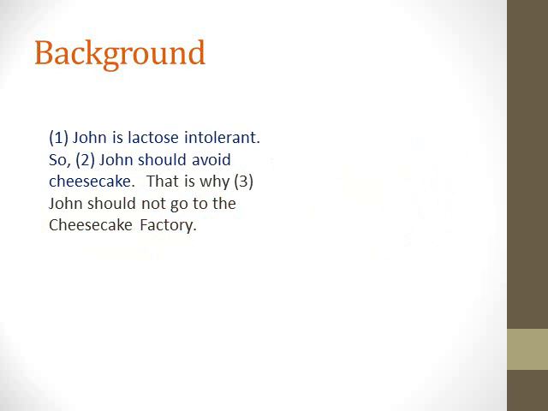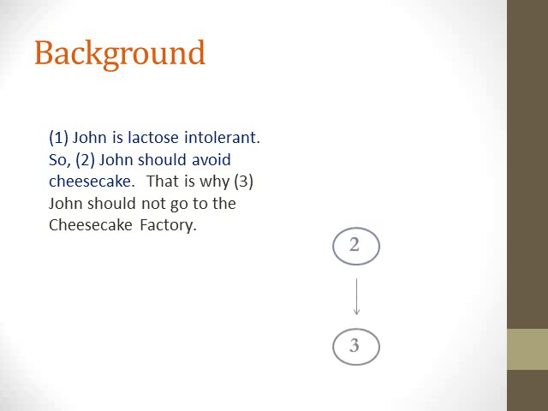Okay, so just to change things up a little bit, here if you read this argument, John is lactose intolerant, so John should avoid cheesecake. That is why John should not go to Cheesecake Factory. Okay, so here you'll actually notice that there's a sub-argument here, which I have highlighted in blue. The sub-argument is such that 1 supports 2, and then once 2 is established, that supports 3.